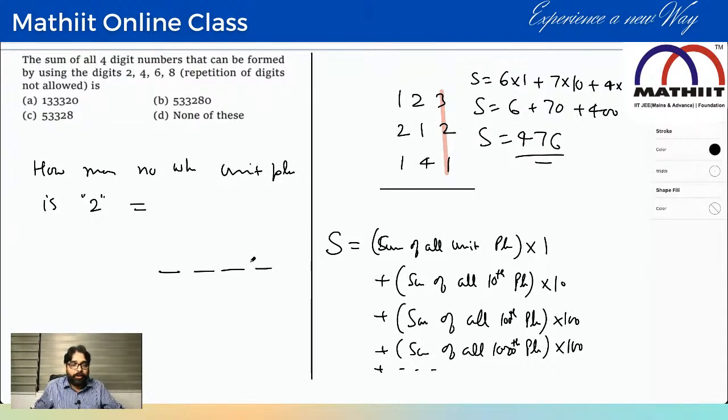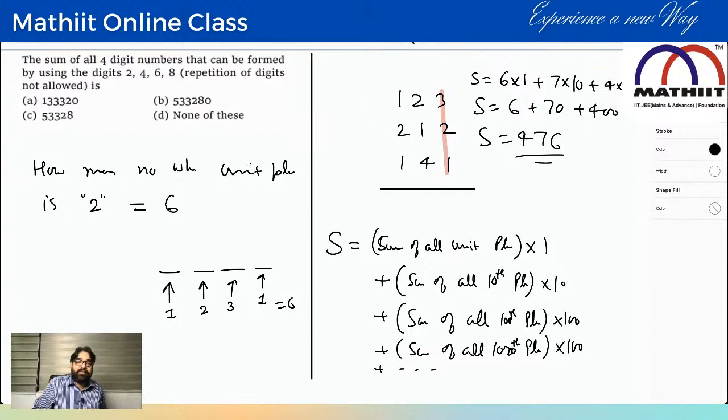The unit place has to be 2. So how many numbers are possible where the unit place is 2? It means a restriction is there. This place can be filled in 1 way. This place can be filled in 3 ways. This place can be filled in 2 ways. This place can be filled in 1 way. Have you understood? If the unit place is 2, we fix 2 here, so only 3 digits are left. So this place 3 ways, this place 2 ways, this place 1 way. So a total of 6 numbers are there where the unit place is 2.